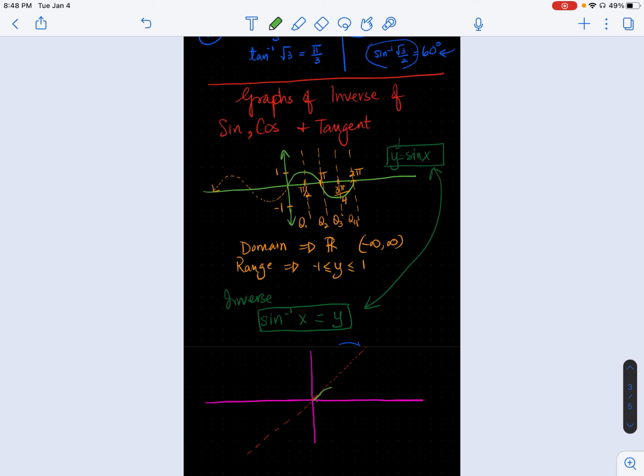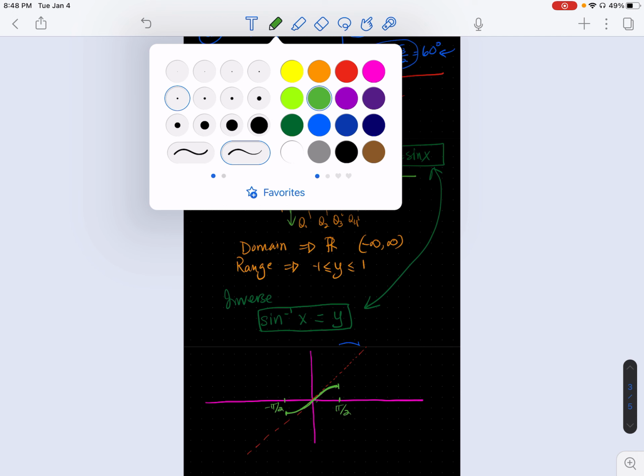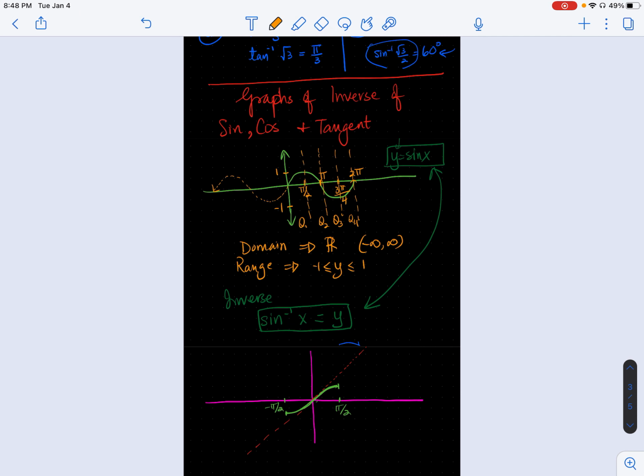The first quarter, this one, and this one. We only restrict ourselves to the highest point here, which represents pi over 2, to this point here, which represents negative pi over 2. If we restrict it and then we draw the inverse, and again with inverse, now I'm trying to again make a reflected image of the green part of the graph with respect to the red line.